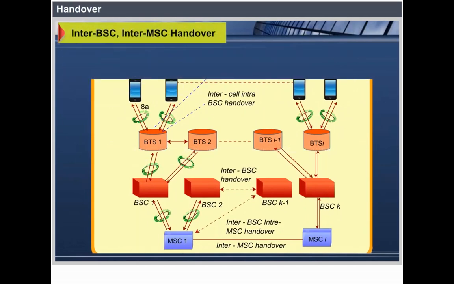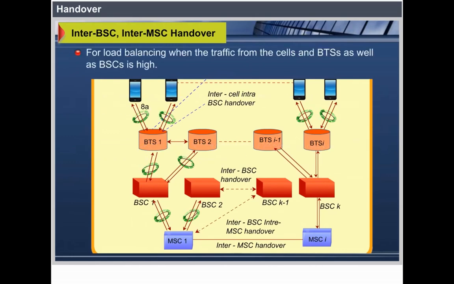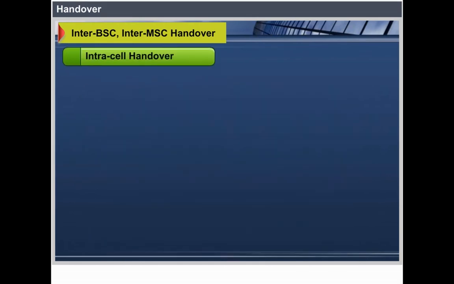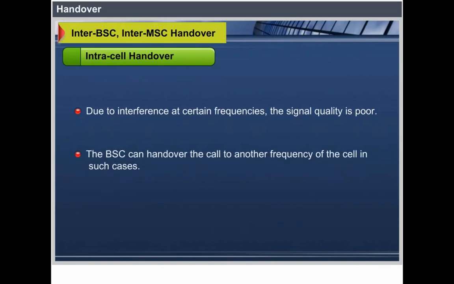Inter-BSE, Inter-MSE handover. For load balancing when the traffic from the cells and BTSs as well as BSEs is high. Intra-cell handover. Due to interference at certain frequencies, the signal quality is poor. The BSE can hand over the call to another frequency of the cell in such cases.